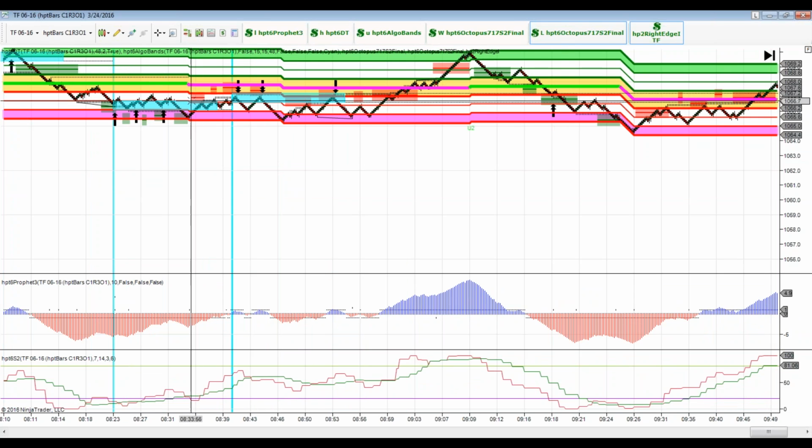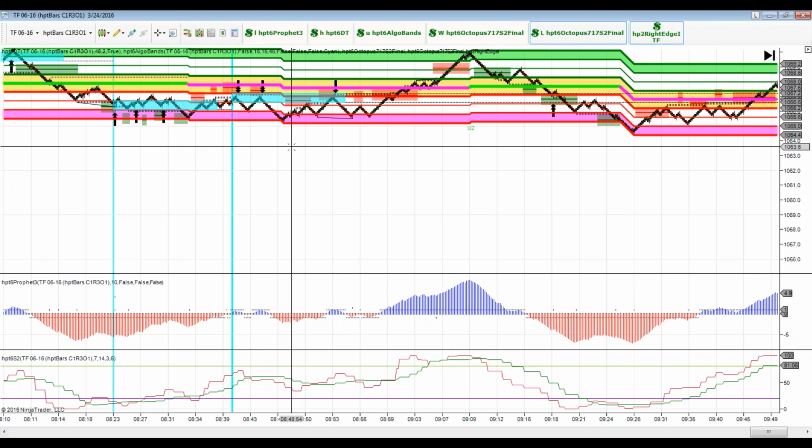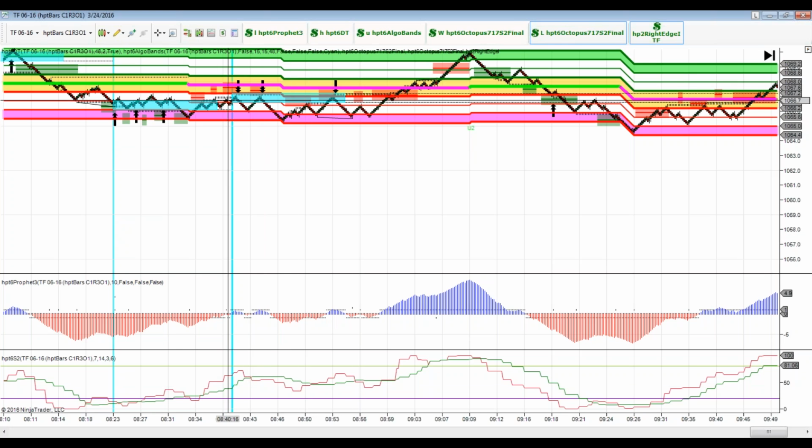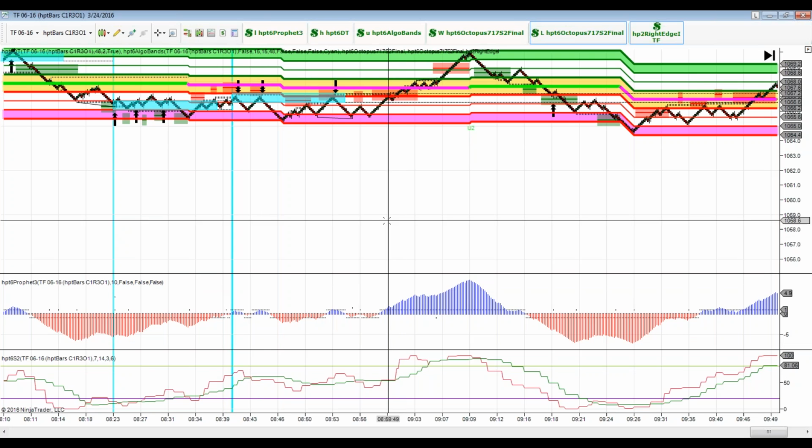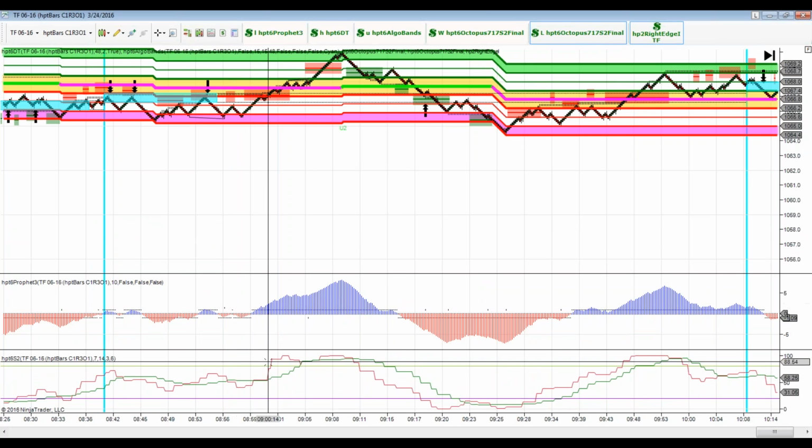Trend change to the downside. This is still the Algo Band in effect. Trend is down. We're not qualifying on anything right here. We're not qualifying on the right edge boxes. We're not qualifying on the S2. We don't qualify on that until right here.